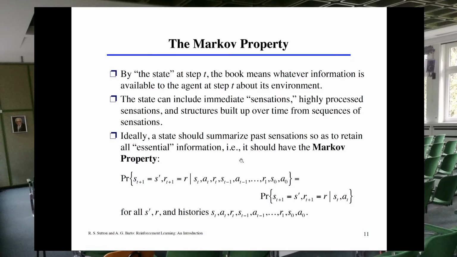The Markov property is a very important one when we talk about reinforcement learning. In the Markov property, we mean that the state at step t should contain all the information needed by the agent in order to make the best decision, the best next action to be performed. So by the state at step t, the book means whatever information is available to the agent at that time step, information about the environment.